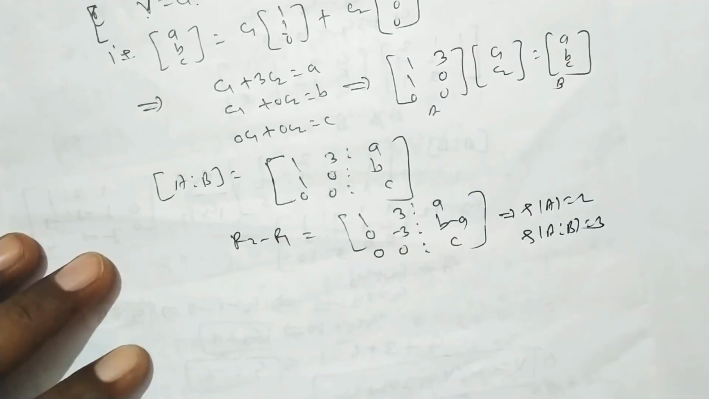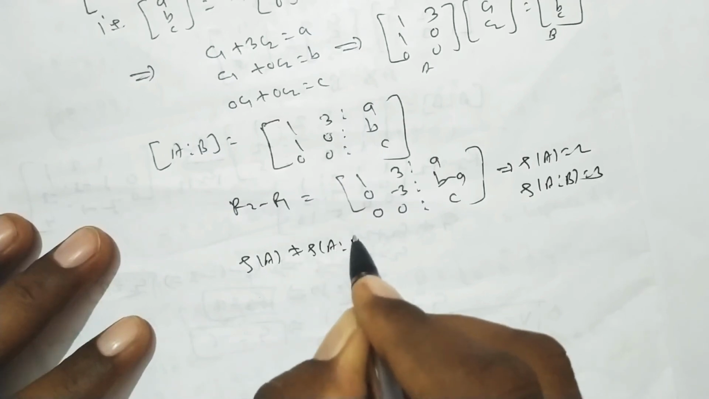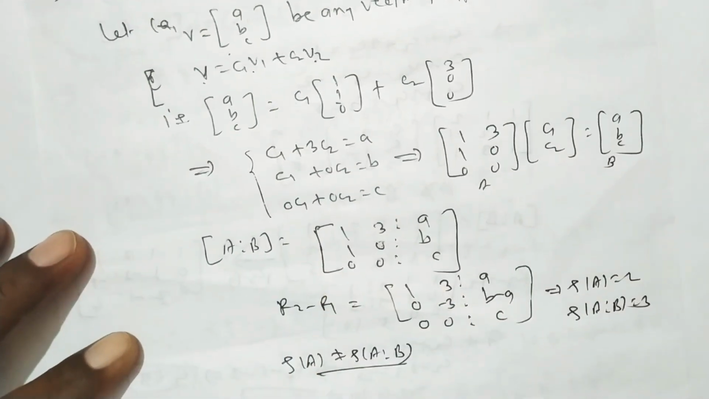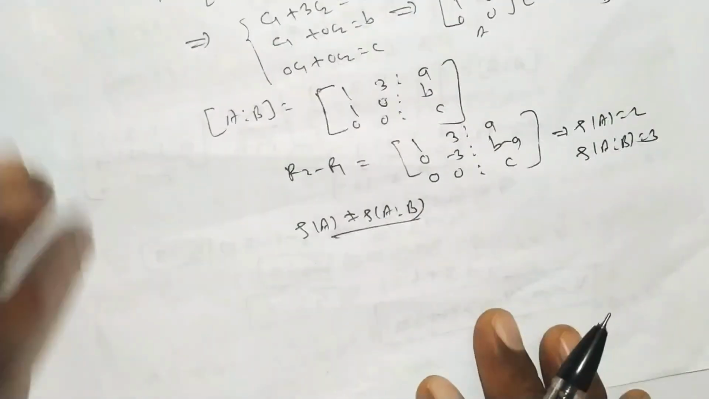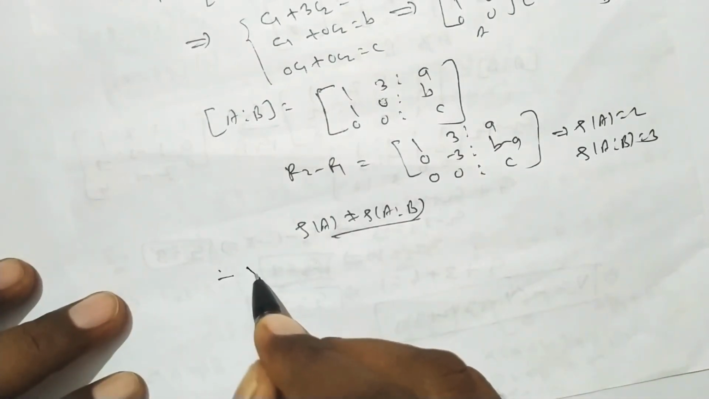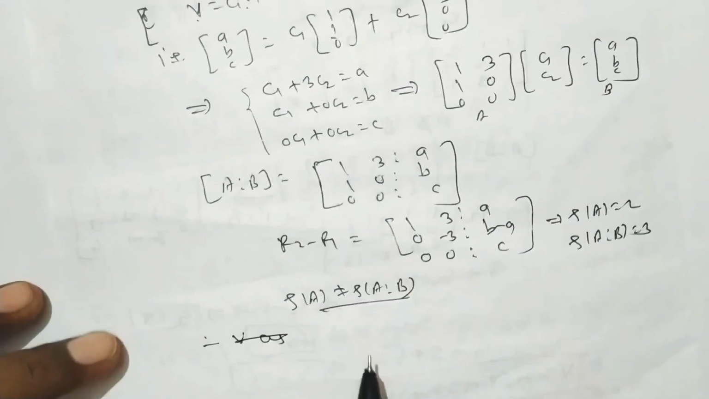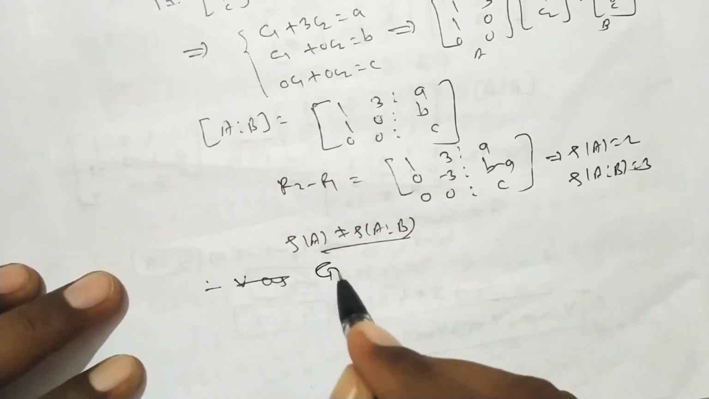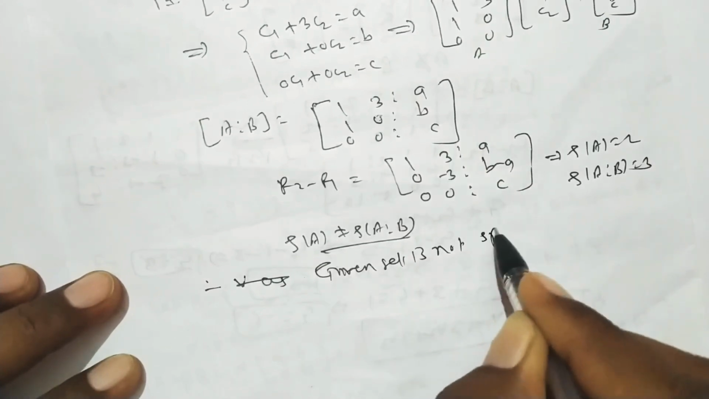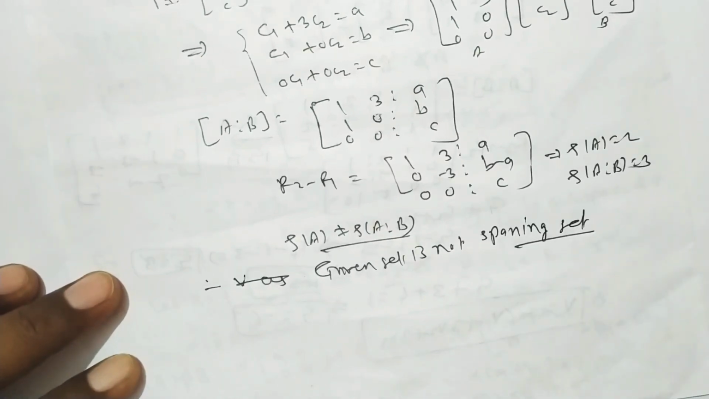AB means the total matrix, what is its rank? 3. So rank of A is not equal to rank of AB, which means this system is inconsistent. Inconsistent means it has no solution. So what is the meaning of this? It means we can say, therefore, that we cannot write v as a linear combination of v1 and v2, and therefore the given set is not a spanning set. Given set is not a spanning set.